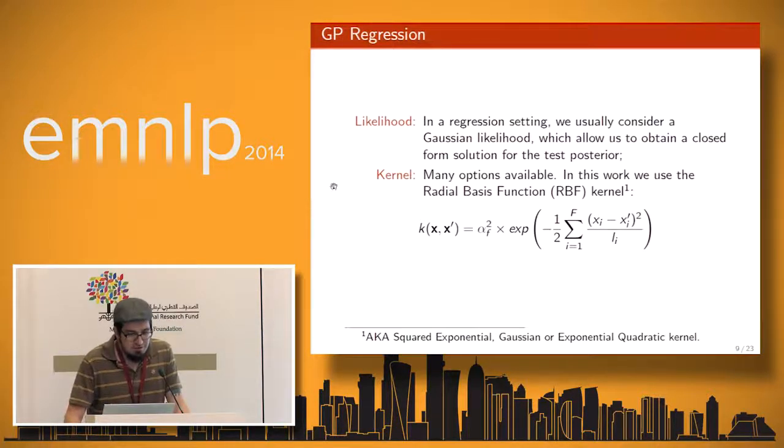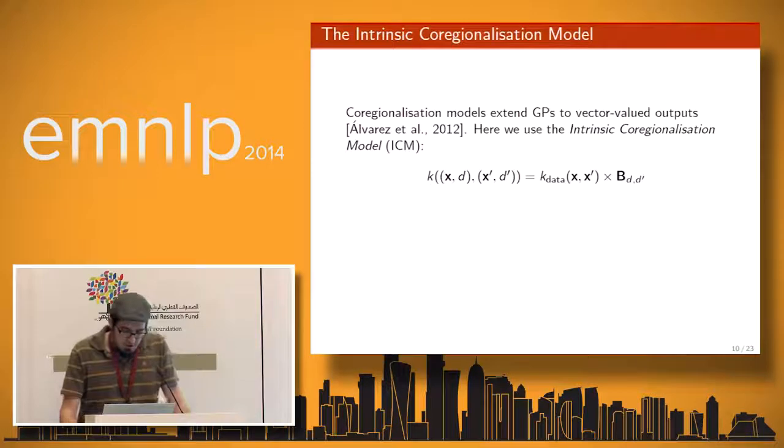And it basically assumes that your function is smooth. So this is for single label. For a multitask model, we're going to extend this GP to use a vector valued function instead. There are many ways to do this. The one we use in this work is called the intrinsic co-regionalization model, or ICM.